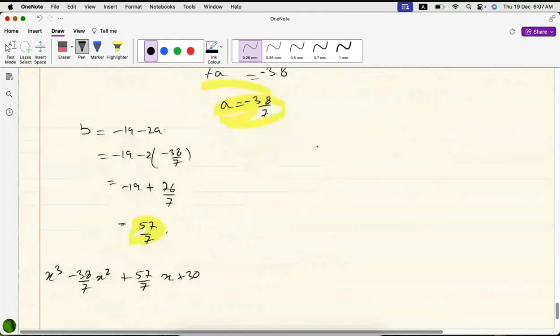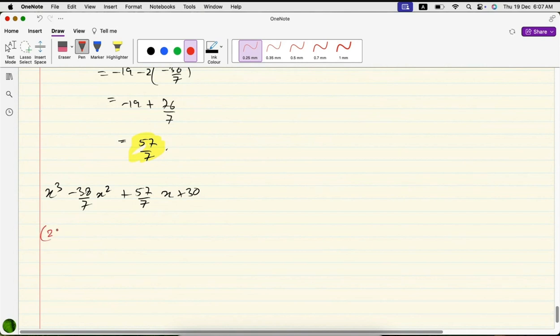And we just got to know that these are the factors. So x is equal to 2. I'm using x equal to 2. 2 cube minus 38 by 7 into 2 square plus 57 by 7 into 2 plus 30. 8, 38 into 4 is 152 by 7. 57 into 2 is 114 by 7 plus 30. And I'm not getting 0. There's a mistake.